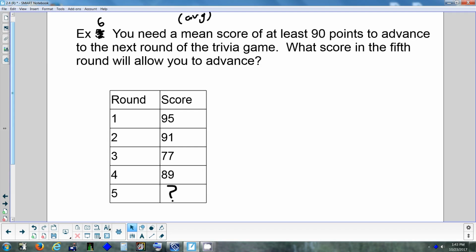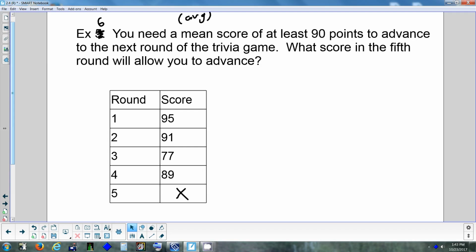So Joe, what are you thinking? We would have to add everything together. You would add the scores all together and then divide it by 5. All right. What can we call this score for now? Let's call it X because it's a variable. We don't know what it's going to be.